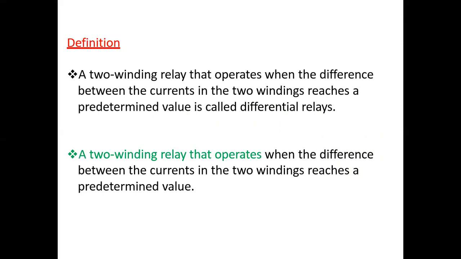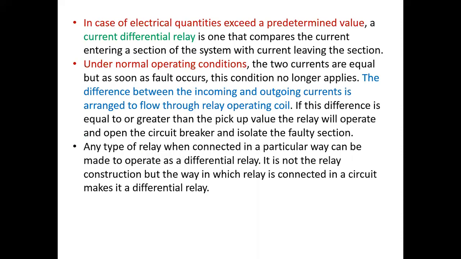A two-winding relay that operates when the difference between the currents in the two windings reaches a predetermined value is called a differential relay. In case electrical quantities exceed a predetermined value, a current differential relay is one that compares the current entering a section of the system with the current leaving the section.